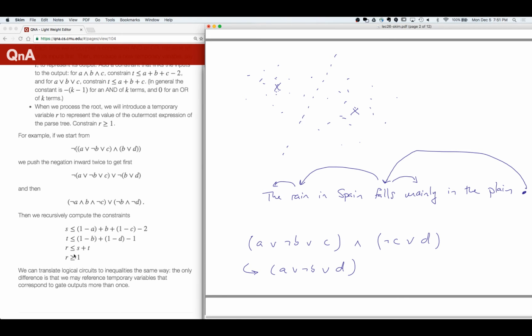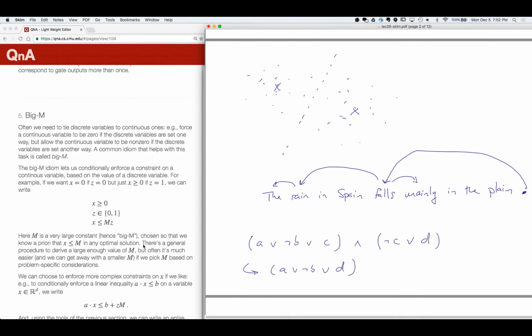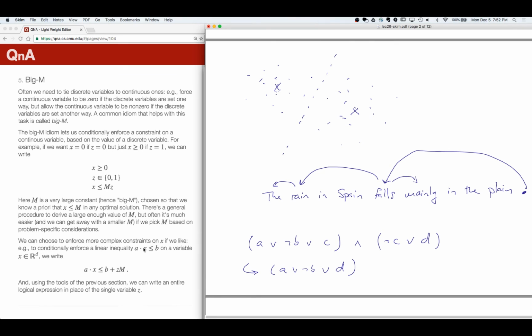And so that lets us handle any logical expression with and, or, and not, and you can basically write any logical formula in terms of those connectives if you want to. So it lets you implement any logical constraint as a set of discrete inequalities. And if you want to, you can also translate circuits the same way. A circuit is basically like a logical expression, except that you get to reuse the output of some of your connectives. All right, so that's logical expressions on discrete variables.